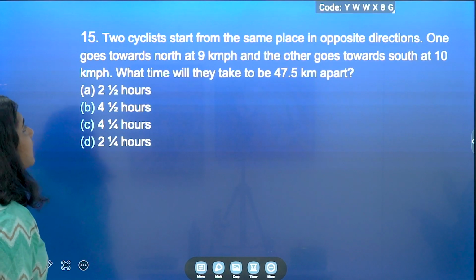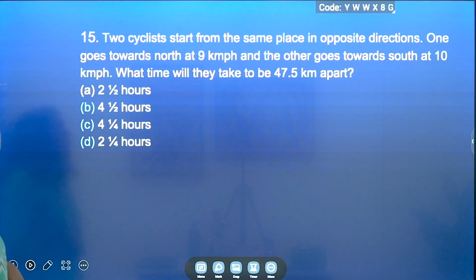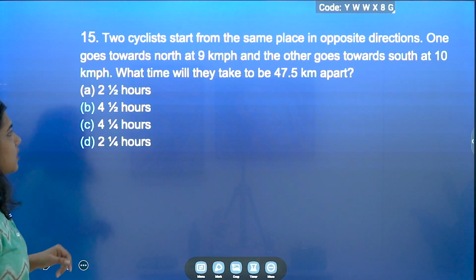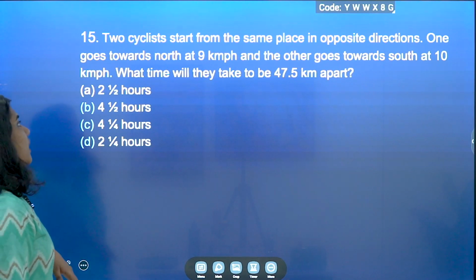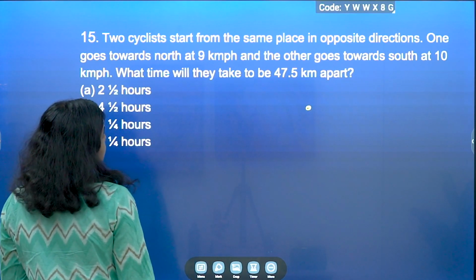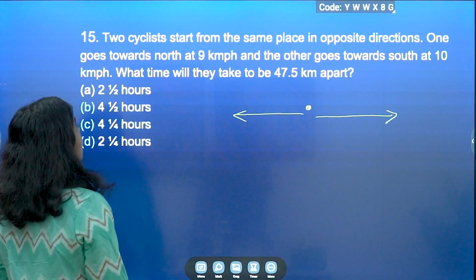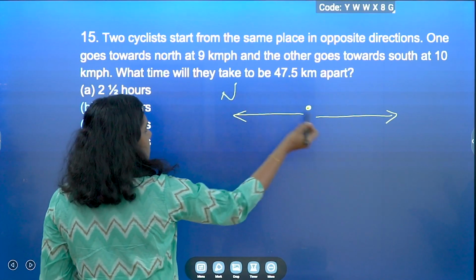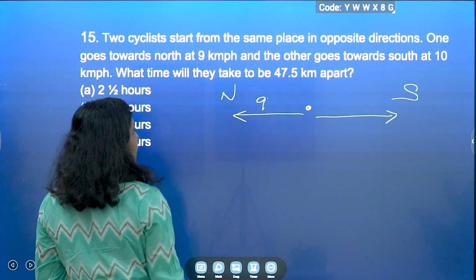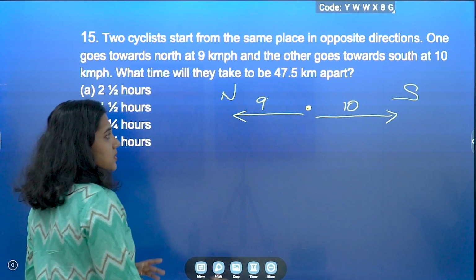Okay. 2 cyclists start from the same place in opposite directions. One goes towards the north at 9 km per hour and the other goes towards the south at 10 km per hour. What time will they take to be 47.5 km apart? Okay, so if this is a point, 2 cyclists are moving in the opposite direction. So one is moving this side and one is moving that side. One is moving towards north. Let's say this is north, so that will be south, right? The one moving towards north is going at 9 km/h, and the one moving towards south is moving at 10 km/h, right? So this is their speed.